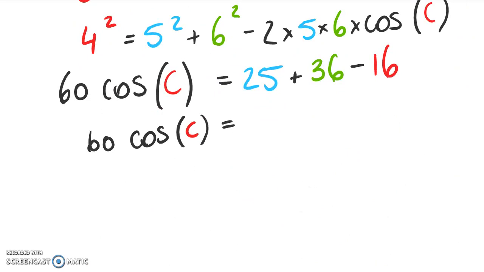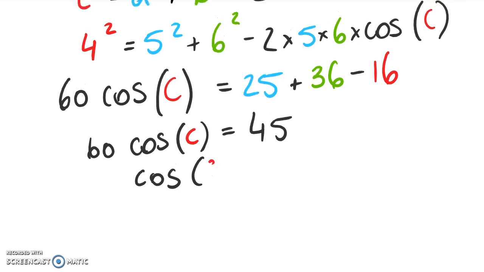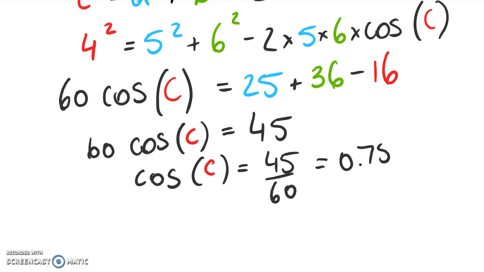So 60 cos of C is equal to, when we do this 25 plus 36, take away 16, we get 45. So let's divide both sides by 60. Cos of C equals 45 divided by 60, which is equal to 0.75.